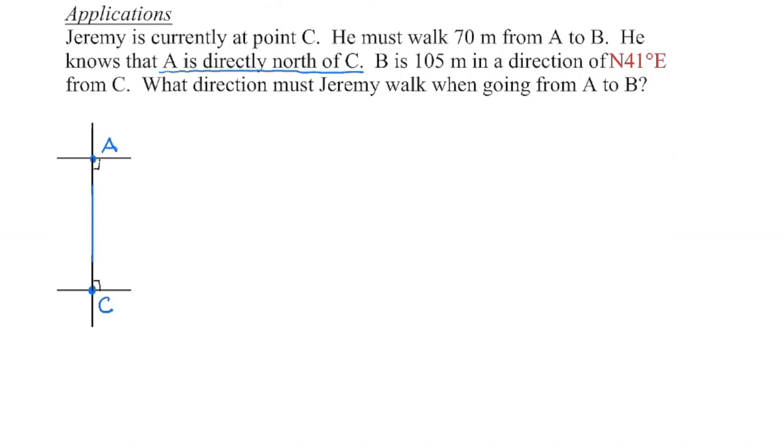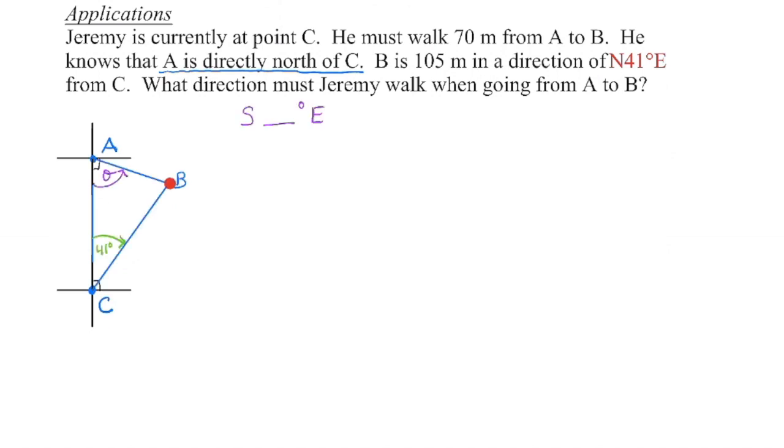I know that B is 105 meters in a direction of, now we read this, 41 degrees east of north from point C. So starting at point C, I'm going to draw my little baby compass here. I'm going to start my pencil pointing north, and I'm going to rotate to the east 41 degrees. So he's going to walk out here 105 meters, and there is point B. So we're going to get that filled in here.